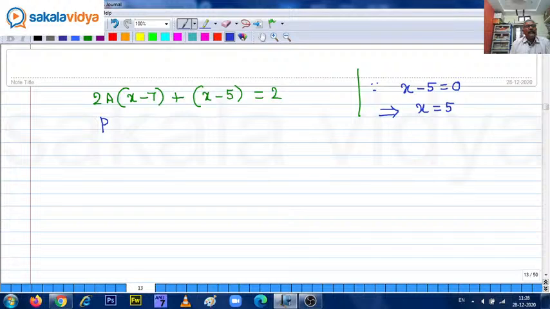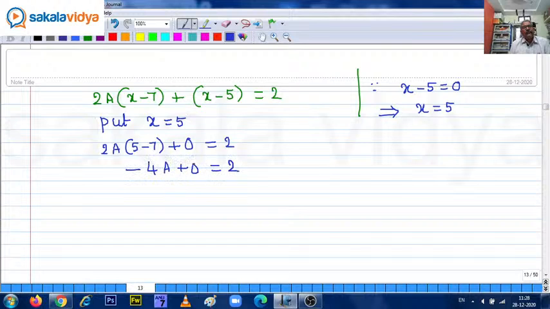So that means put x is equal to 5. If you put x is equal to 5, this becomes 0, because 5 minus 5 is 0. So 2a times, instead of x, 5 is replaced: 5 minus 7 plus 0 equal to 2. This will be minus 2 into 2, minus 4a plus 0 equal to 2. So minus 4a equals to 2.